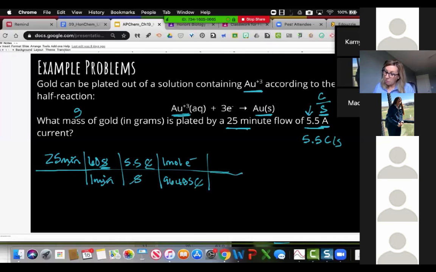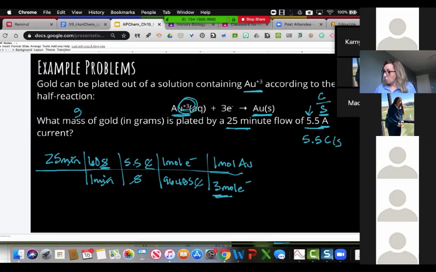Then we're trying to plate solid gold in this case. For every 1 mole of solid gold, there are 3 moles of electrons. This conversion is always going to correspond to whatever the charge of that metal is. In this case, gold is a +3, so 1 mole of gold has 3 moles of electrons. If it was, say, copper +2, 1 mole of copper would be 2 moles of electrons. So that number always corresponds to whatever the charge on that particular substance is.